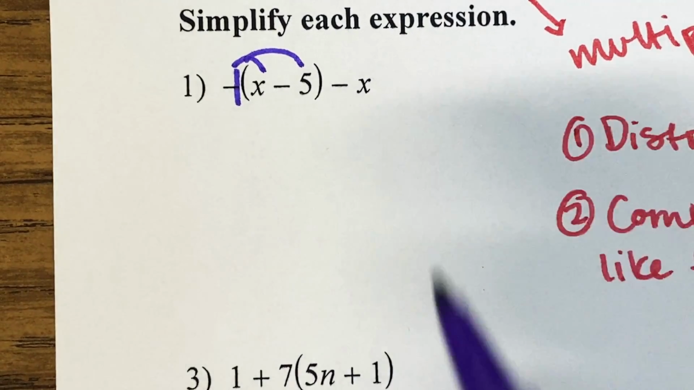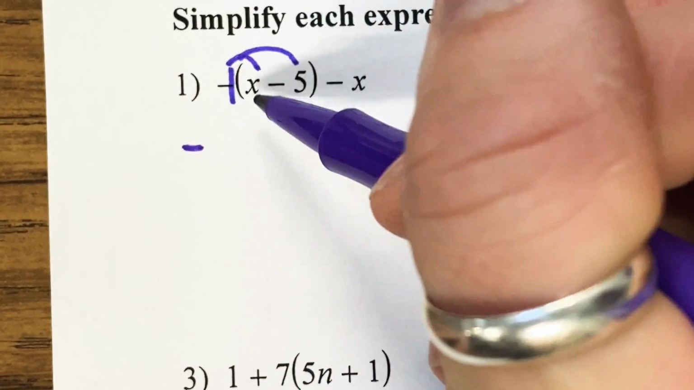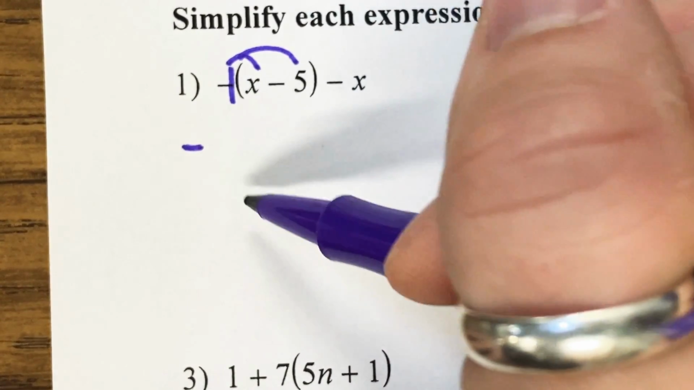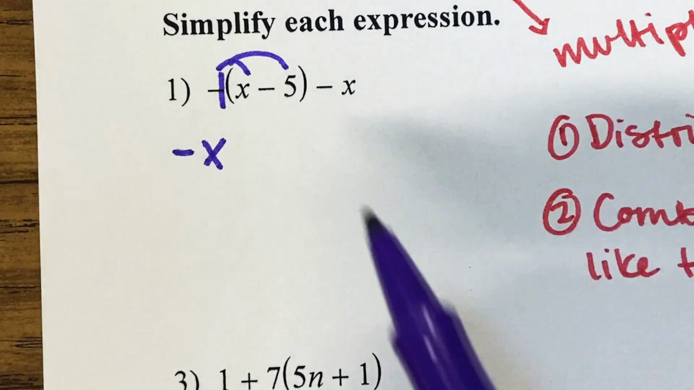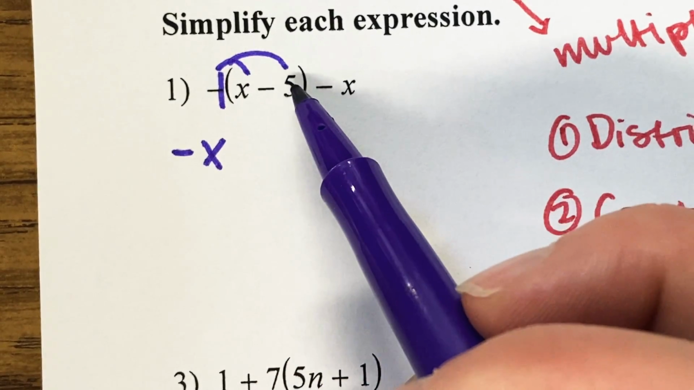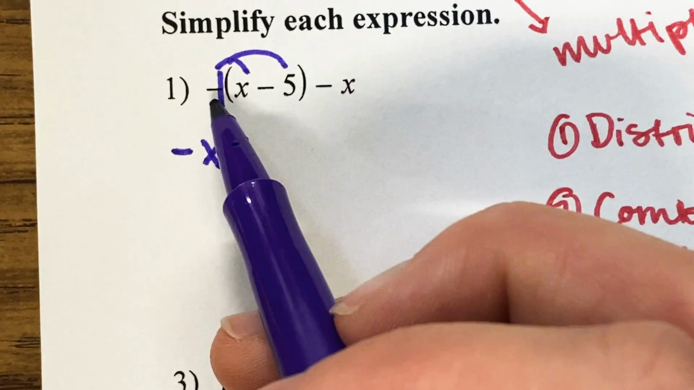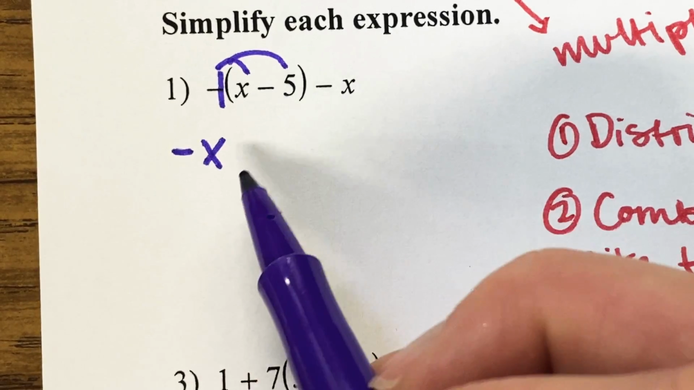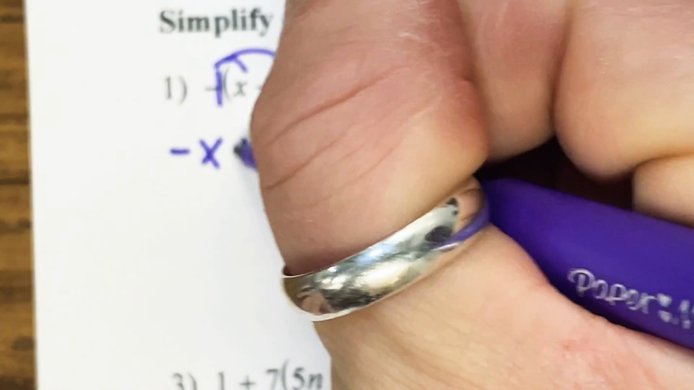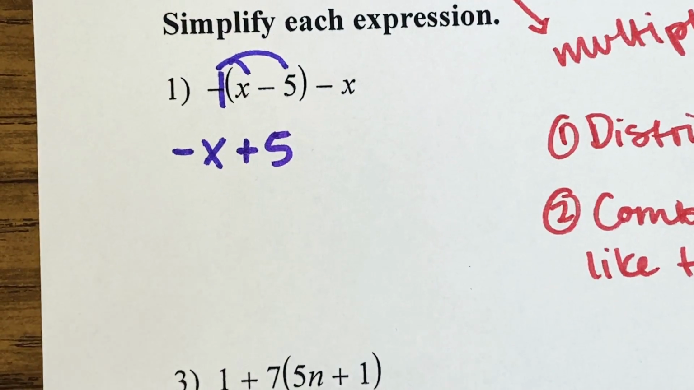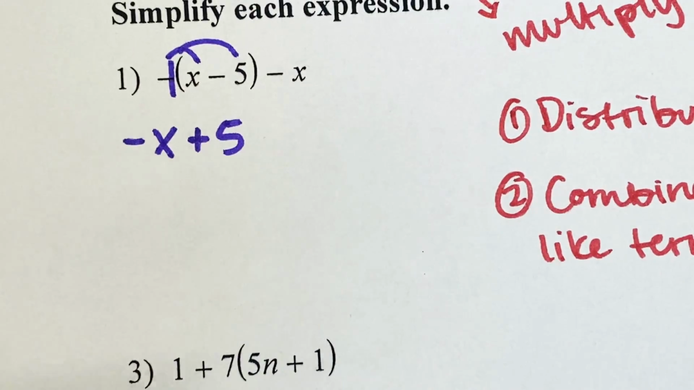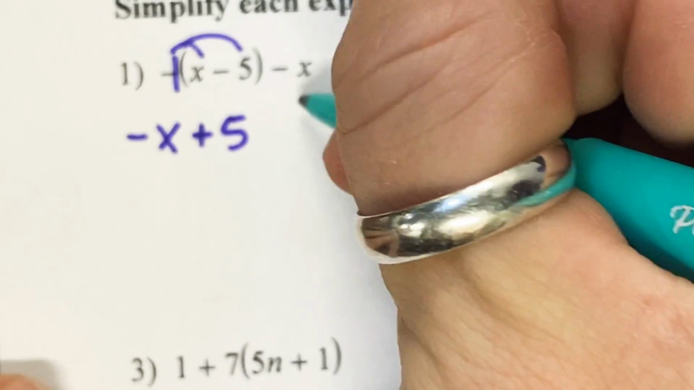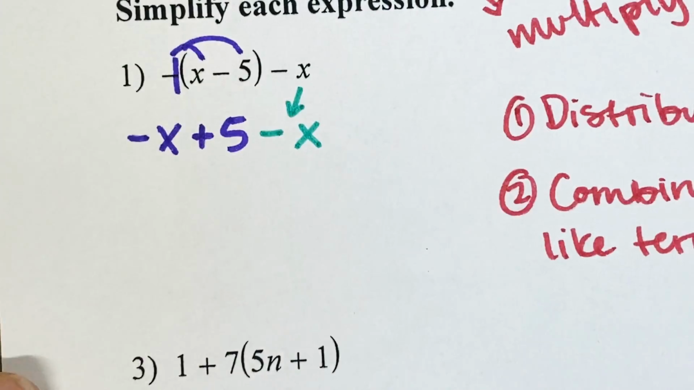So let's distribute. We have -1 times x, which is just going to give us -1x, or -x. Our next step is -1 times -5. What is -1 times -5? A negative times a negative will be a positive, so +5. We distributed, we did our first step. Now we can combine like terms. This is where the piece that we ignored we can bring down in order to combine like terms.